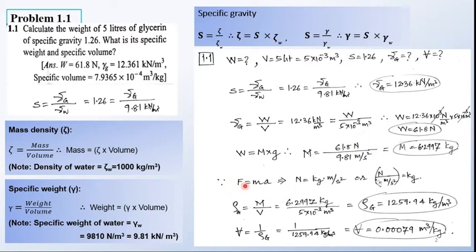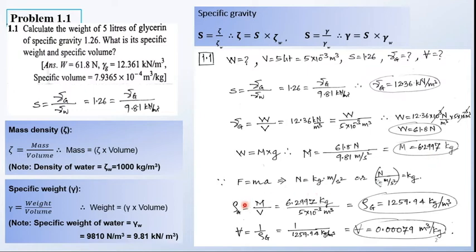Here I have shown F equal to m into a, the basic equation, Newton's second law. 1 Newton is equal to 1 kg into 1 meter per second squared, or Newton divided by meters per second squared will be kg. So mass of 5 liters of glycerin is 6.997 kg.